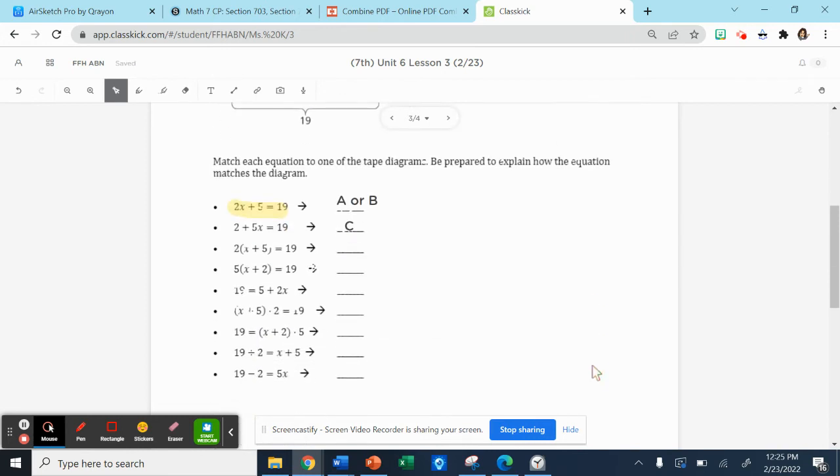Your job is to pause this video and match the remaining equations with a diagram. Note that you will use some of the diagrams more than once. In other words, some of the diagrams match with more than one equation. Pause this video and complete slide 3.